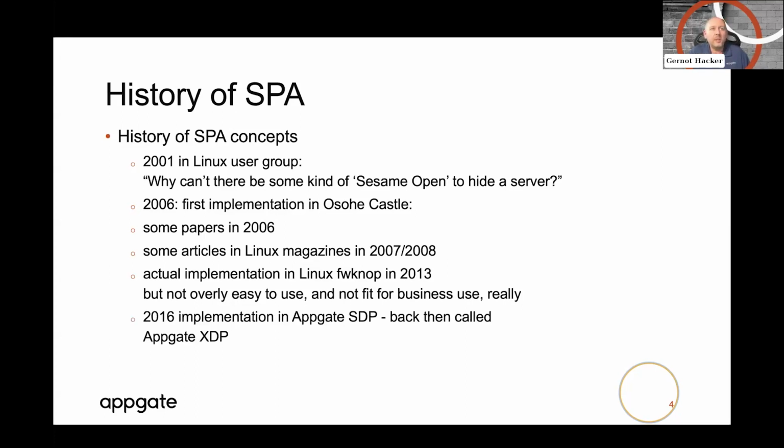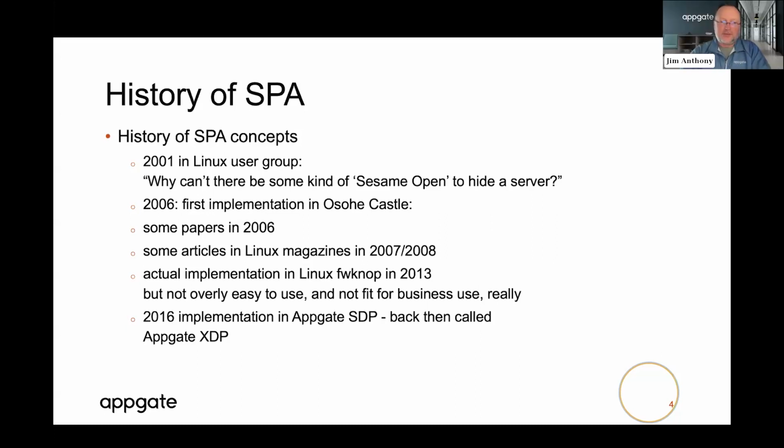But then we kicked in a way, right? So in 2016, in AppGate, in our product back then, it was called XDP. We actually implemented SPA in an enterprise-grade product. So that's in a nutshell. It's been around for quite some time, although it's barely known, and we've been doing it for nearly 10 years in an actual product, right? And that was a very brief history of SPA.